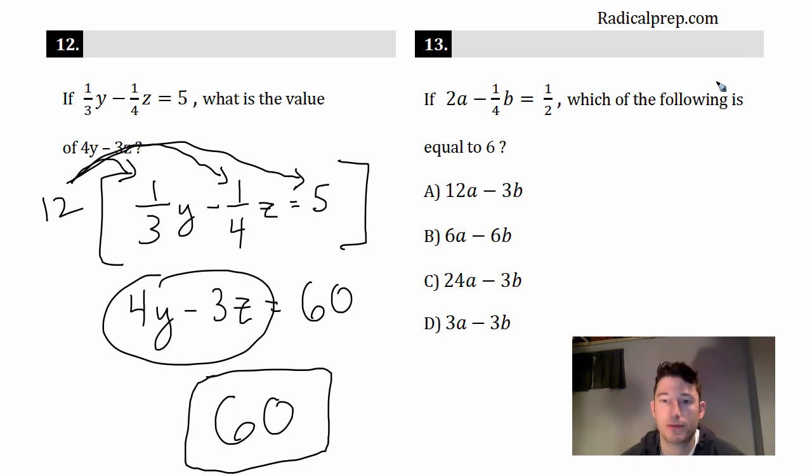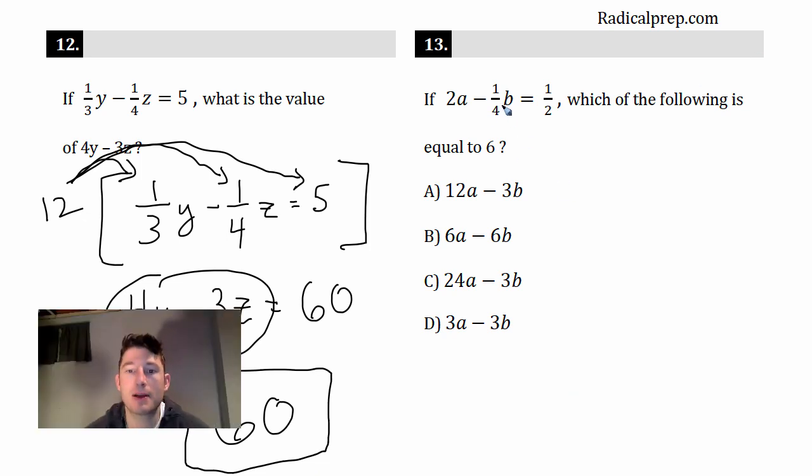Okay. Finally, the last one. 2a minus 1/4 b equals a half. Which of the following is equal to 6? All right, so now this thing is equal to a half, but I want it to be equal to 6. So what can I multiply the whole thing by to get that equal to 6? I'll give you a second to think about it. But hopefully you said, and it turns out I didn't mean this to happen, but hopefully you said 12.